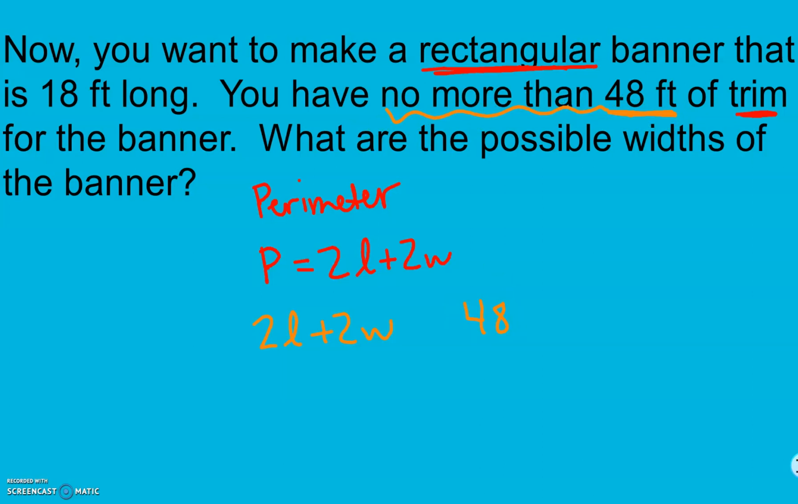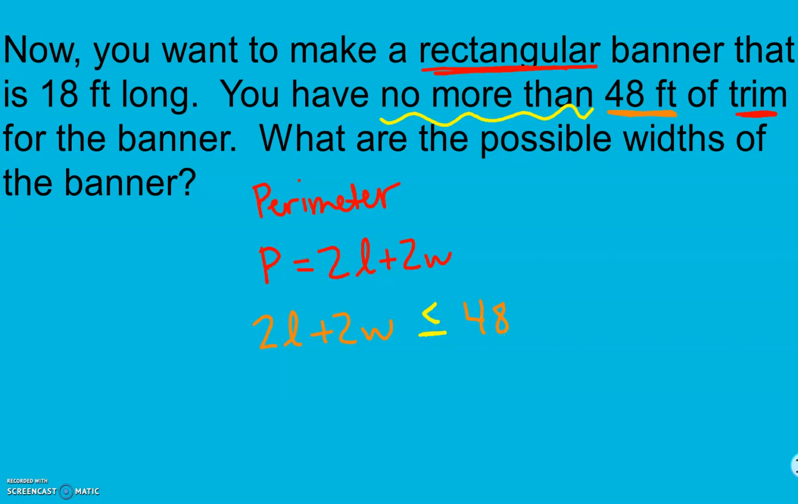So we could use all 48 if we wanted to. And then think about it. Could we use 40 or could we use 50? Well, we could use 40, but we can't use 50 because we don't have 50. So the amount that we use has to be less than or equal to 48.